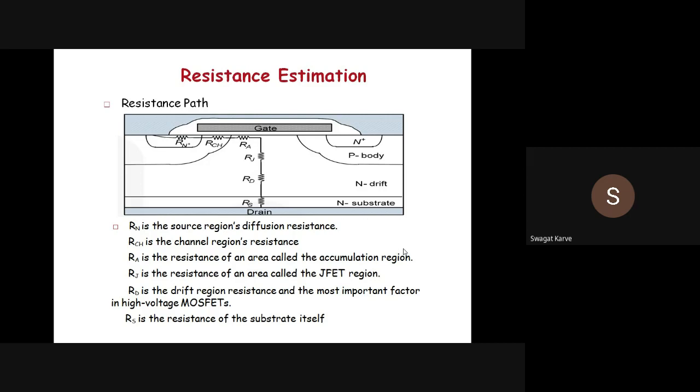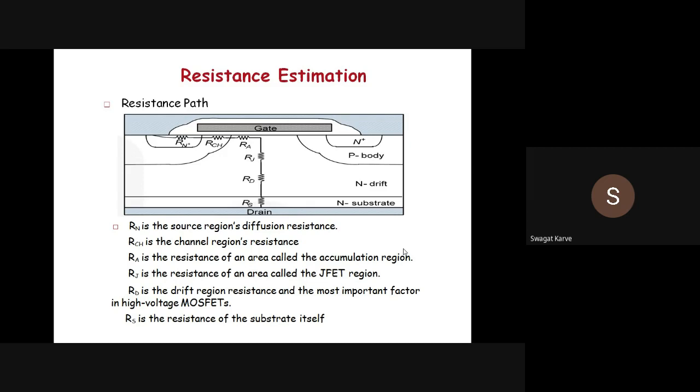Now, what are these different regions, and which resistance does each region offer? The first resistance is offered by Rn. See, the upper terminal is the source terminal, the bottom terminal is the drain terminal, and we are going from source to drain, or you can go from drain to source also, no problem. Then Rn is the source region's diffusion resistance.